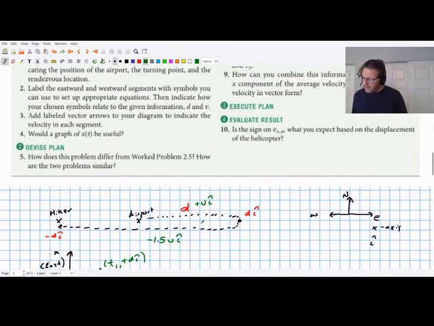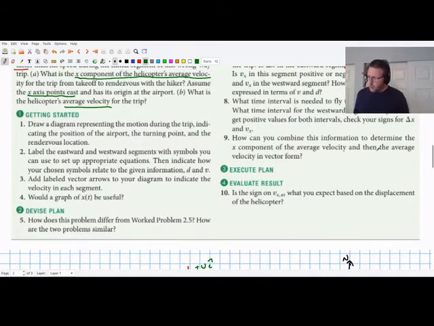Okay, and then they give us another hint here. If you don't get positive values for both intervals, check your signs for delta x and v sub x. Positive values for both intervals is talking about the time. The time has to be positive. Time intervals are always positive. So if somehow in our rearranging of algebra we get a negative sign, that means we did something wrong with the signs of the displacements or the velocities.